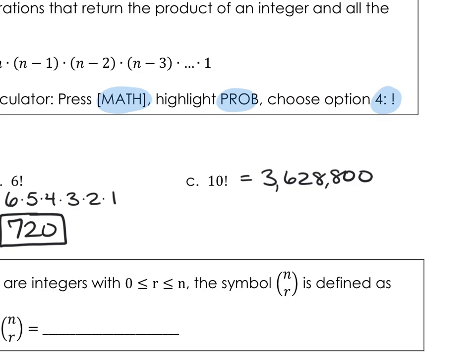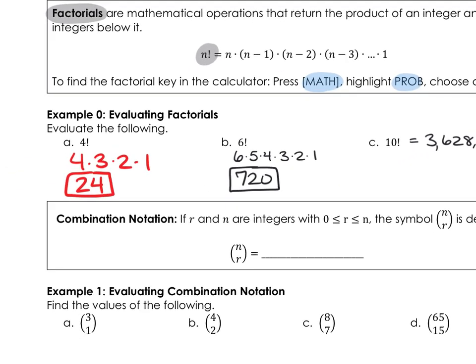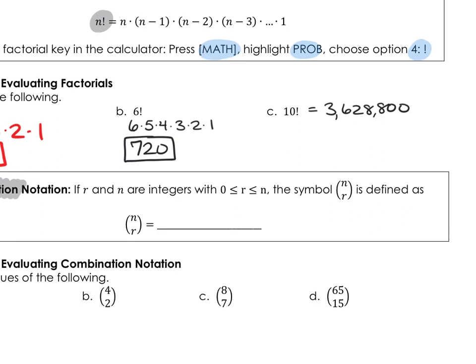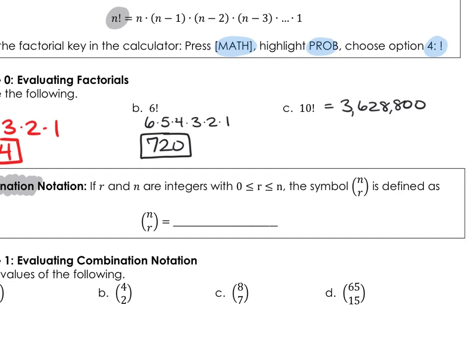But the reason we need factorials is because they're used in what's called a combination. All of these things are going to build up to our binomial theorem. A combination is a selection of numbers if r and n are integers with r bigger than 0 but less than n, so n is bigger than r. The symbol n choose r, which is how you say that out loud, is defined as n choose r is equal to n factorial over r factorial times n minus r factorial.